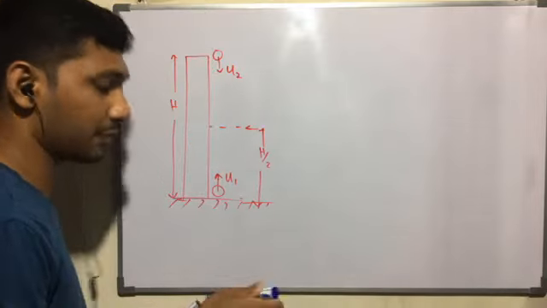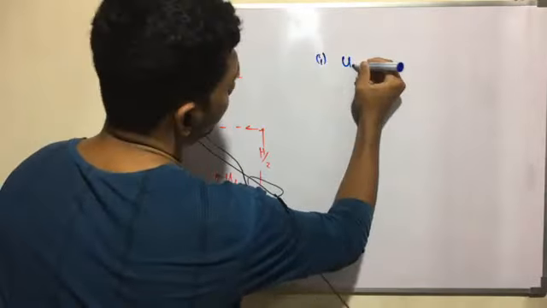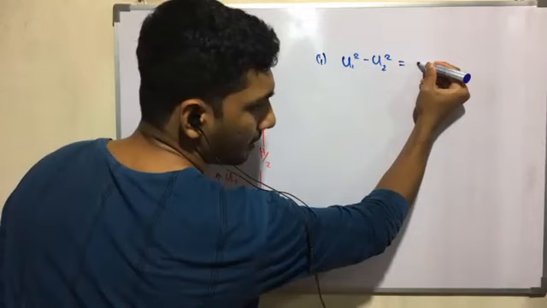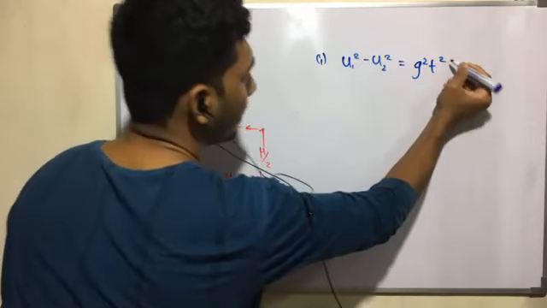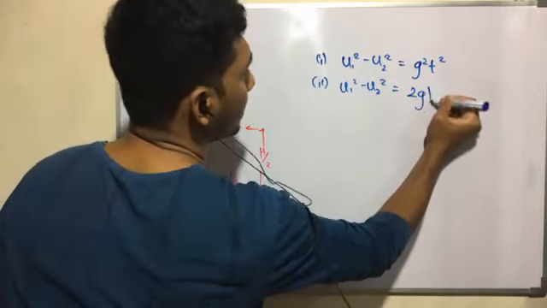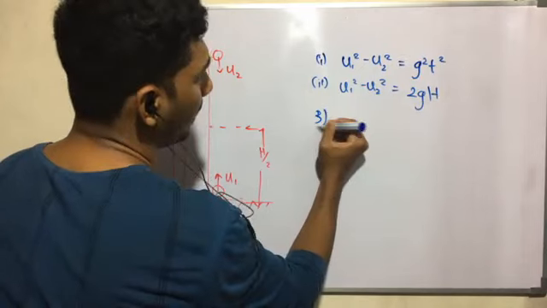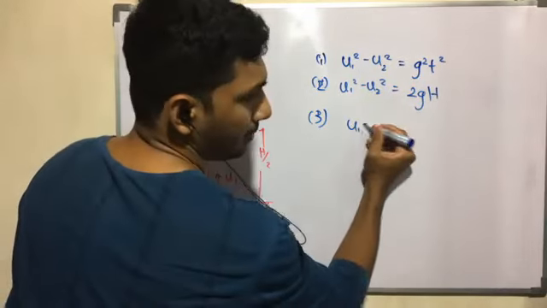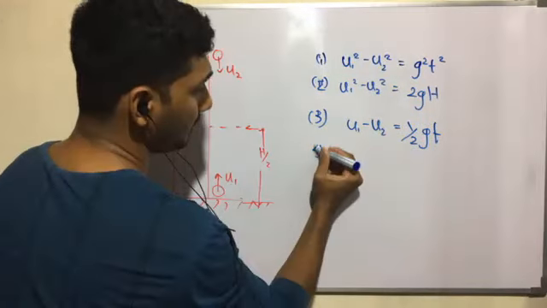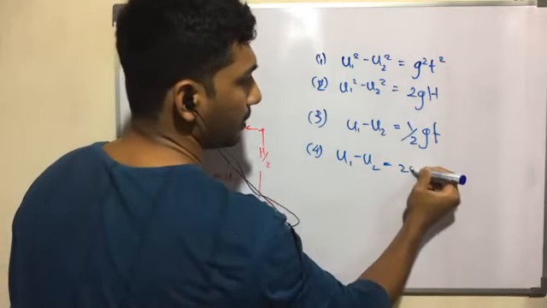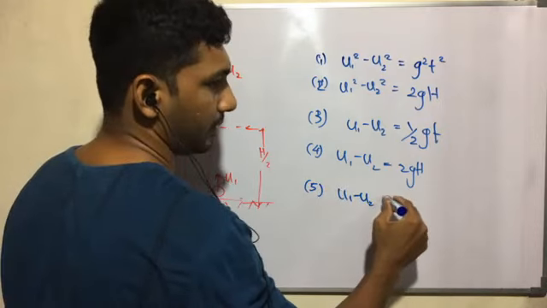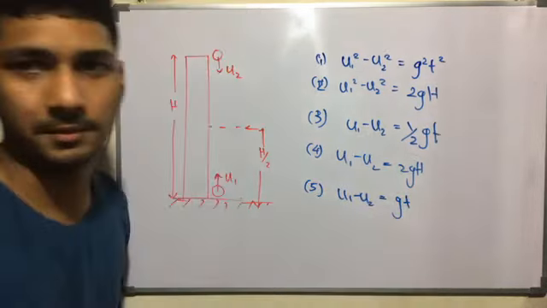I will write the expressions because it is an MCQ. First, u1² minus u2² is equal to g²t². Second, u1² minus u2² is equal to 2gh. Third, u1 minus u2 is equal to half gt. Fourth, u1 minus u2 is equal to 2gh. Fifth, u1 minus u2 is equal to gt. We have enough time, try it.